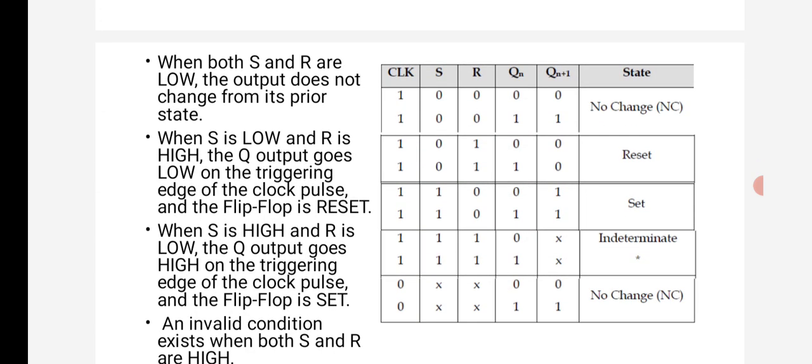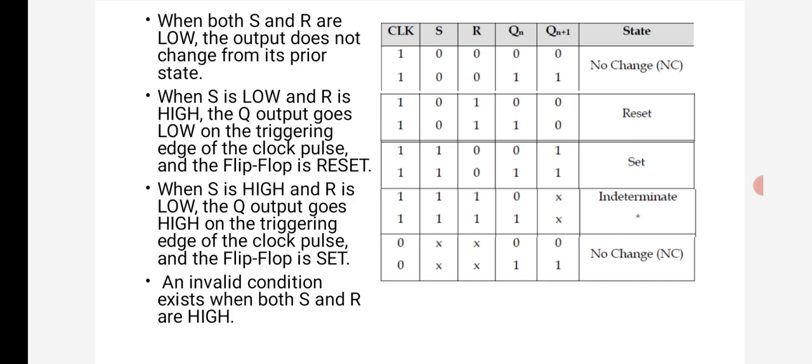When both S and R are low, the output does not change from its prior state. When S is low and R is high, the Q output goes low on the triggering edge of the clock pulse and the flip-flop is reset. When S is high and R is low, the Q output goes high on the triggering edge of the clock pulse and the flip-flop is set. An invalid condition exists when both S and R are high.